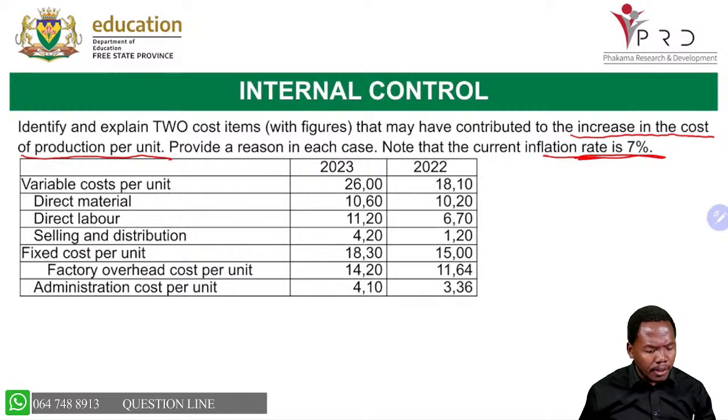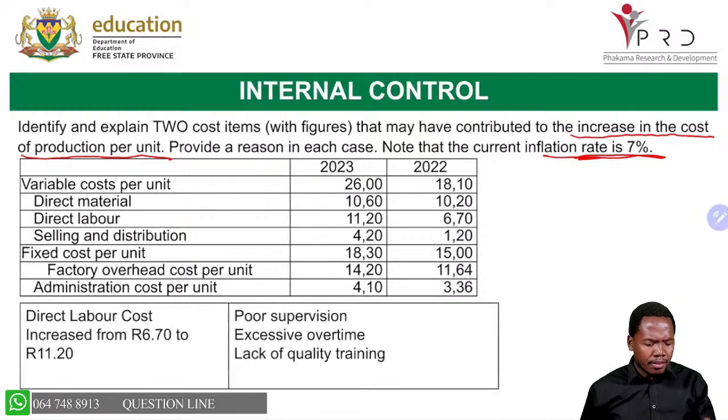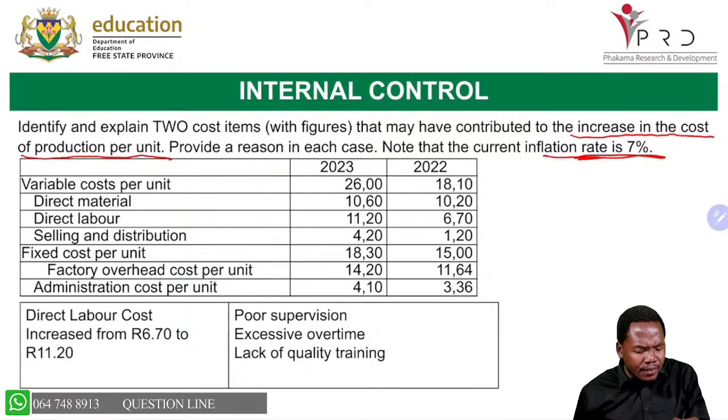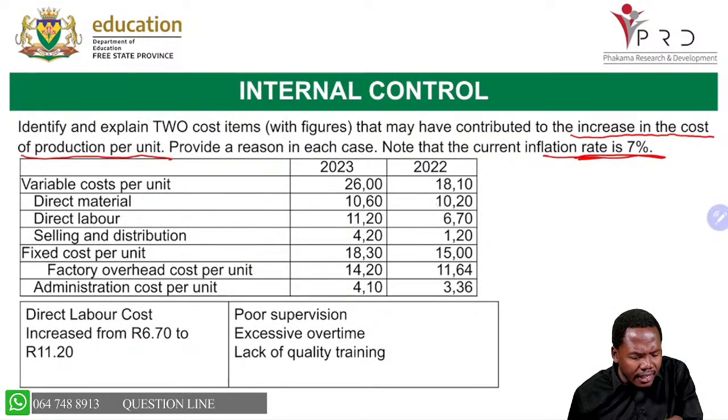For an example, let us look at our direct material. What happened to our direct material? Our direct material, if you can check your direct material, it was 10 rand 20.